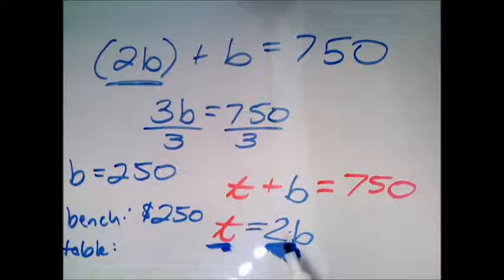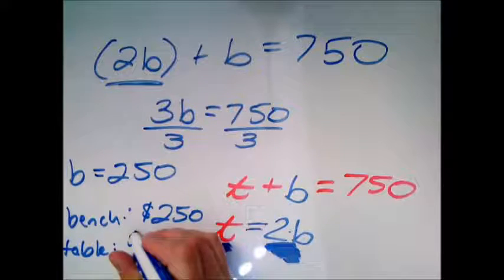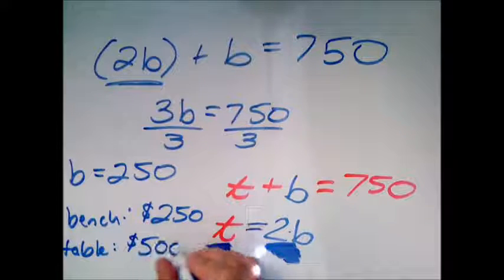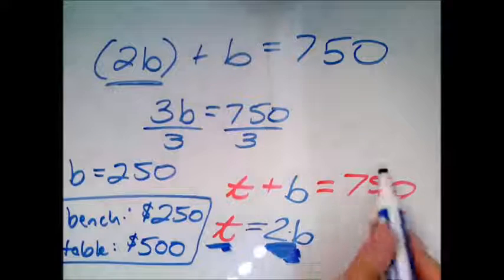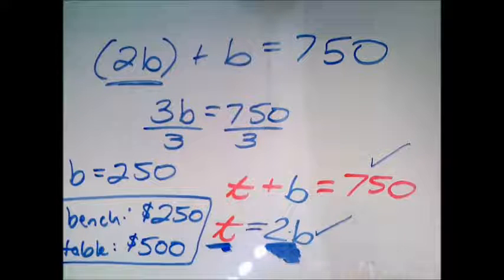The table's twice as much as the bench. So 2 times 250, if we plug that back in there, gives us a table is $500. So it works in both equations. They add to 750, and one of them is twice as much as the other one.